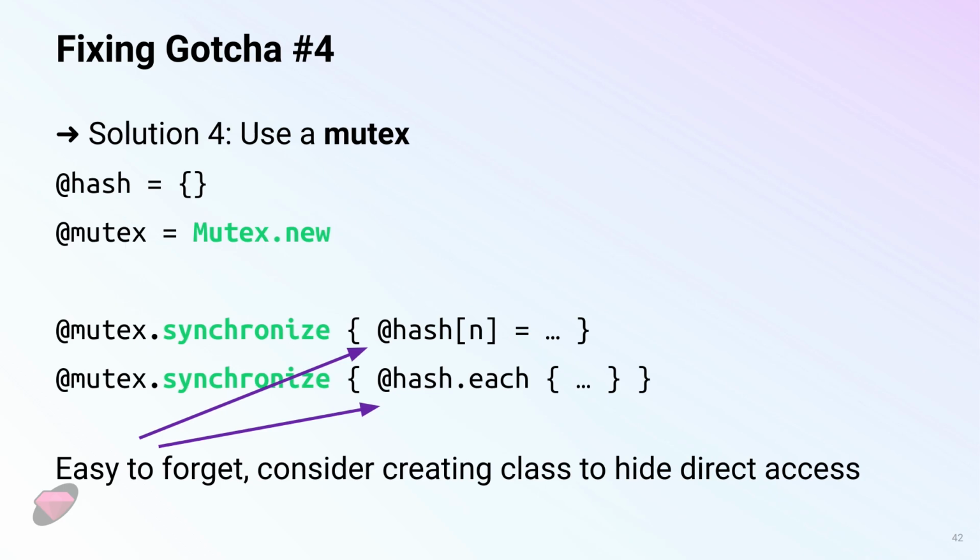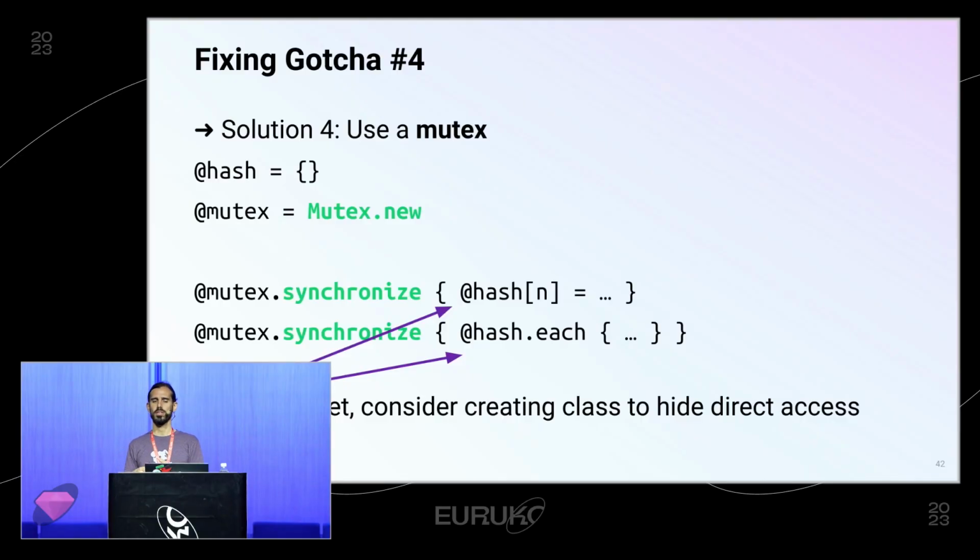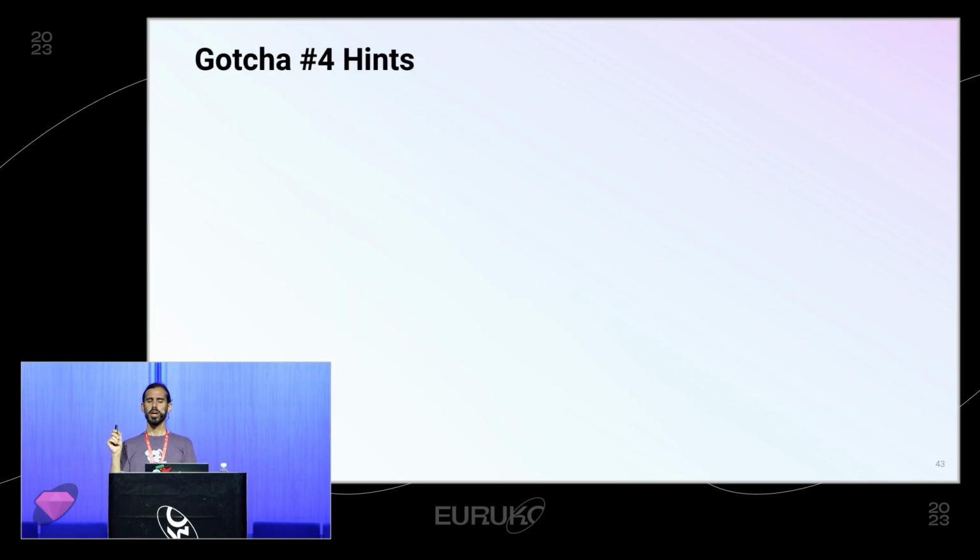But it's easy to forget to synchronize. So I usually recommend, if you're going to do this, create a class that contains the hash and the mutex and restricts direct access to the hash, because otherwise it's easy to do it wrong. This has a few other disadvantages. For instance, while the each is running, the other thread can wait for a long time. There's a bunch of disadvantages of doing this, but here's an example of how you can use fine-grained locking to do this.